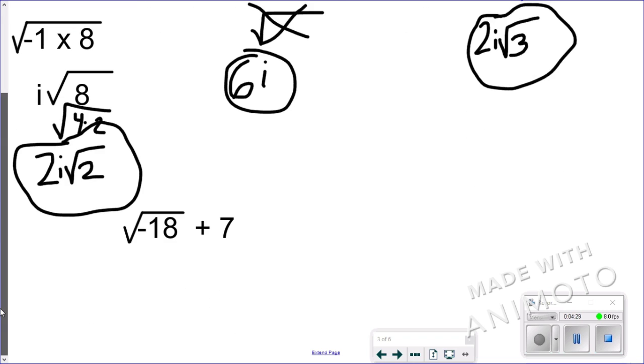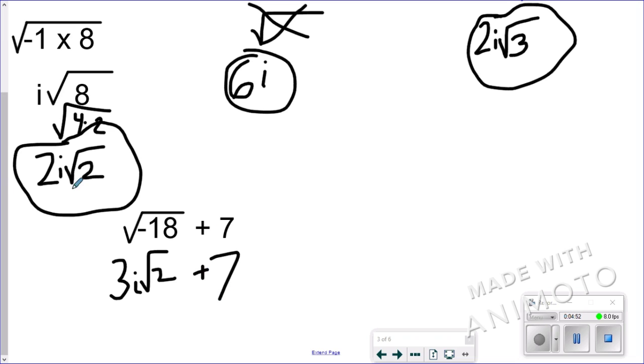And then we have this, which is really no different than all the others. We take out the i, or the negative, so then we have square root of 18. That can get broken down to 9 times 2. Square root of 9 is 3. So we have 3i square root of 2, and then we have this plus 7.